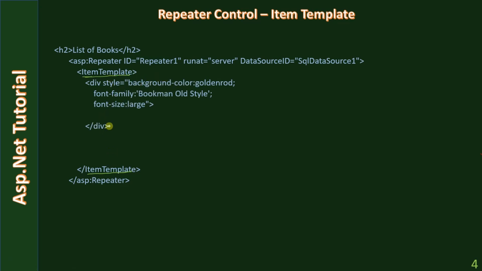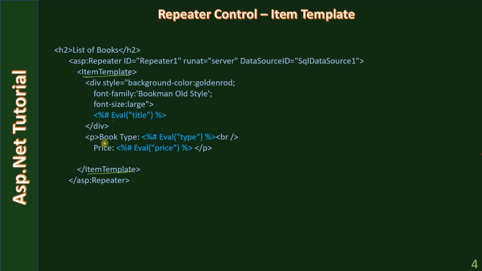Here, we are making use of the div which we formed in the previous HTML file. That means we will copy and paste that here and replace the book title with Eval. So <%# Eval. In one of our previous videos, we already talked about Eval and Bind, right? Here we are evaluating the title. That means we will place a data source control, retrieve the title from there, and the title column will be displayed inside this div tag.